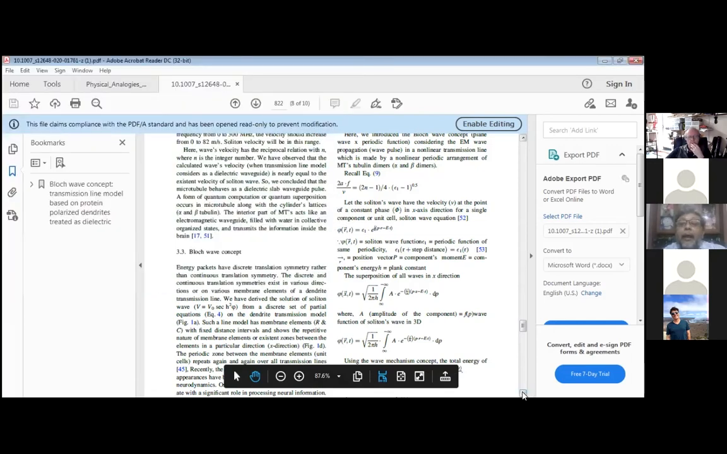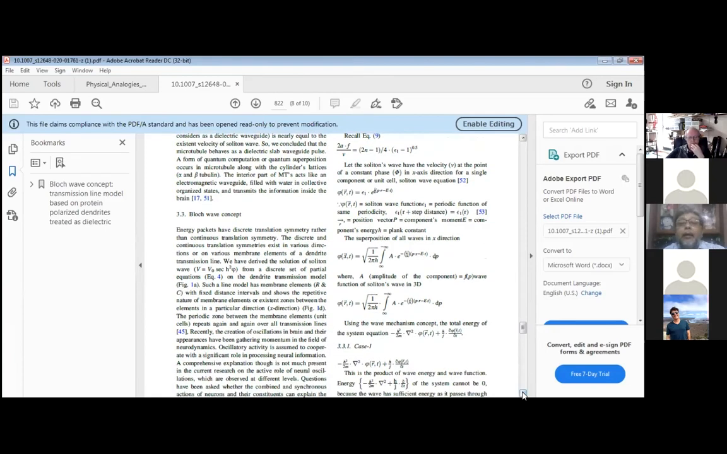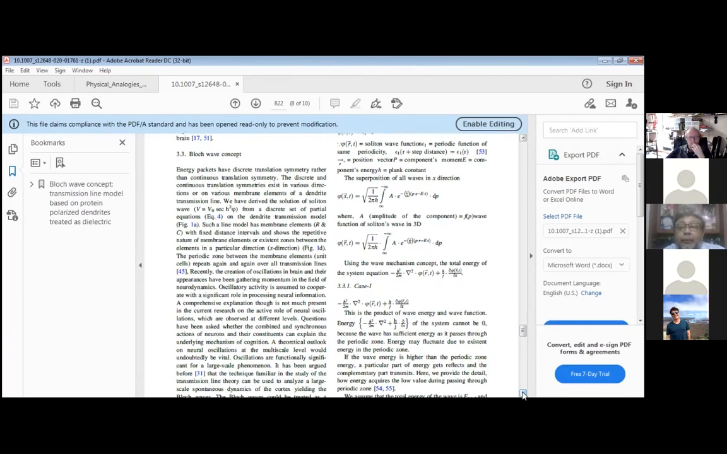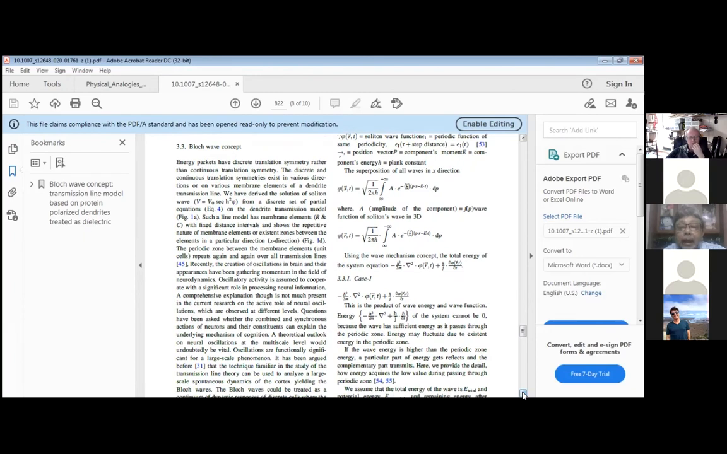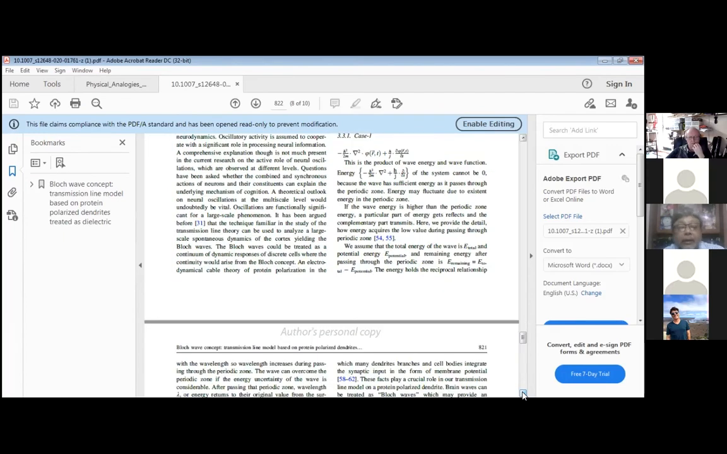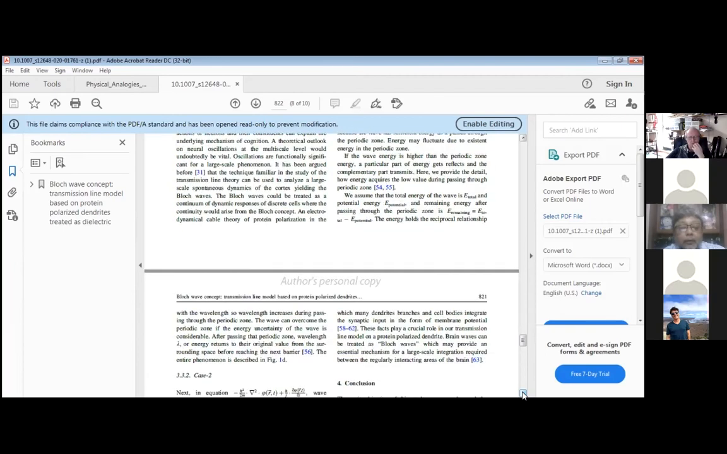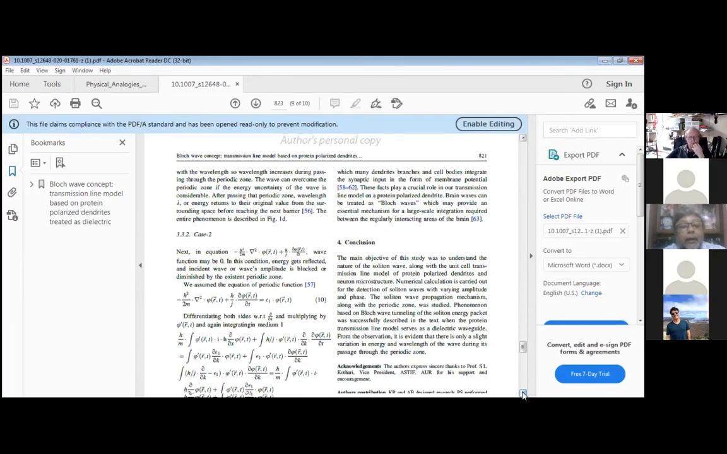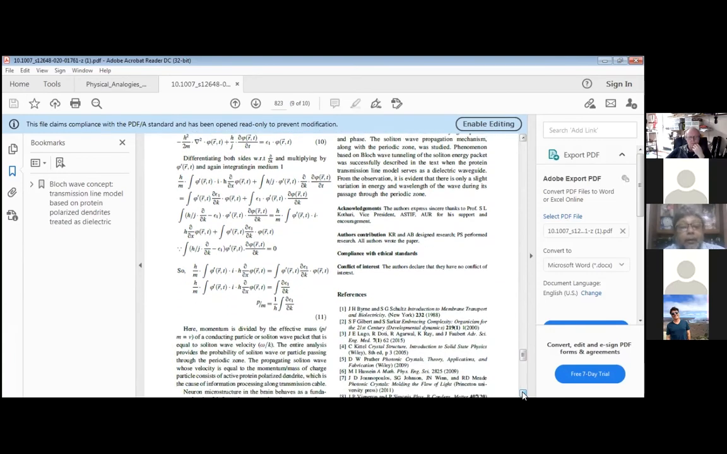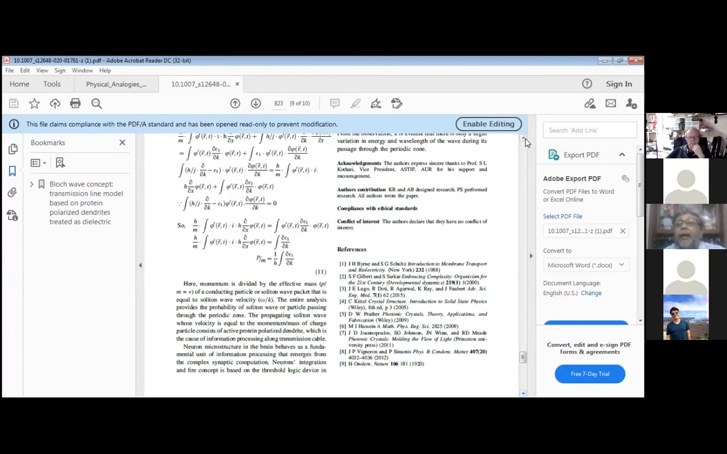So now you see, this is the soliton wave. And for this velocity, at the point of constant phase in the x-axis direction, we got this equation. Basically, we got the superposition of all waves, and then we solved this, and we got the energy in the periodic zones. I have mentioned different cases, case 1, case 2, and again we solved these equations and we got a very good, simple equation like that. A very, very interesting equation we got.